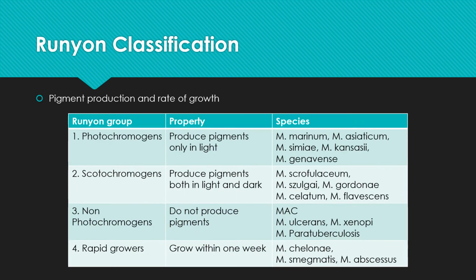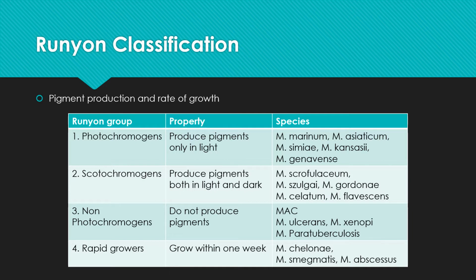So here is the Reynolds classification. This classification is based on the pigment production and rate of growth. This classification has 4 broad groups. Among these, the first one is the photochromogens. Photo means light. So the photochromogens have a property that they produce the pigment only in the presence of light.